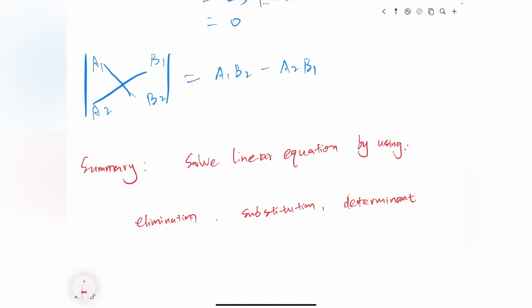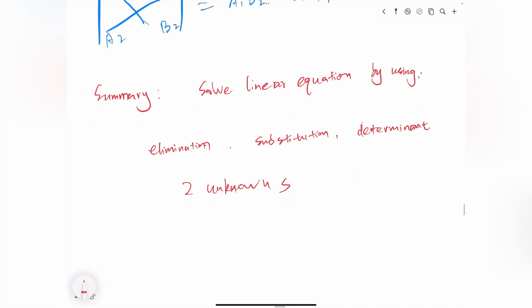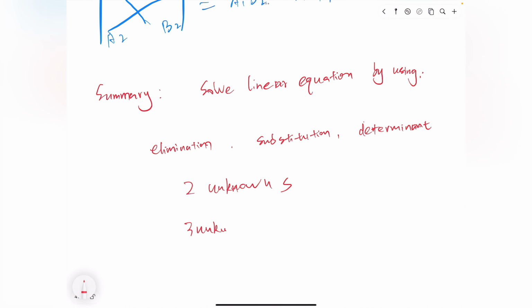Okay, I hope you know how to solve linear equations with 2 unknowns now. And later on, we can solve linear equations with 3 unknowns, 4 unknowns. Same method, maybe more complicated, more calculation, but it's the same method. We'll talk about how to solve linear equations with 3 unknowns and 4 unknowns in the future.